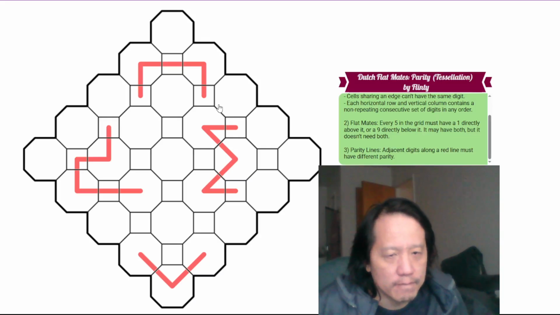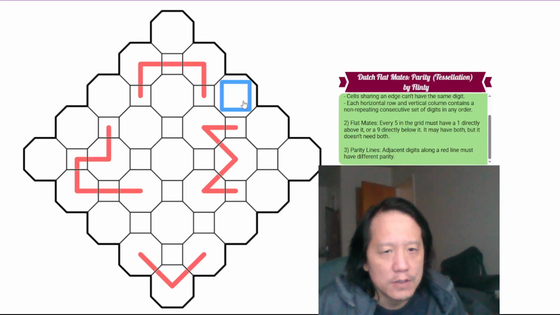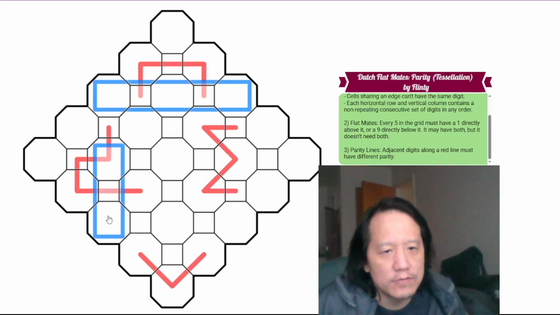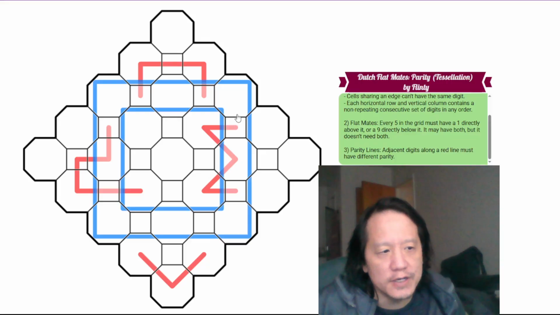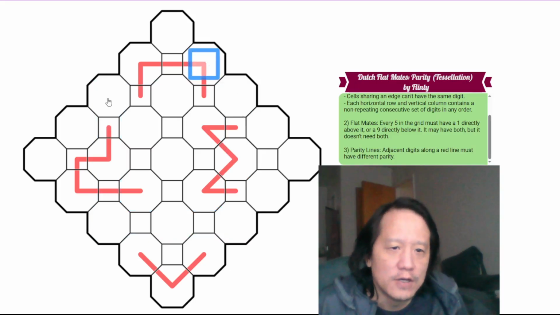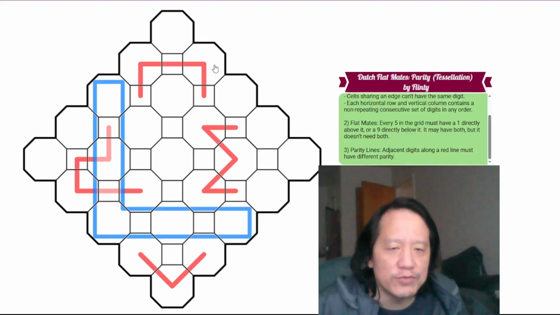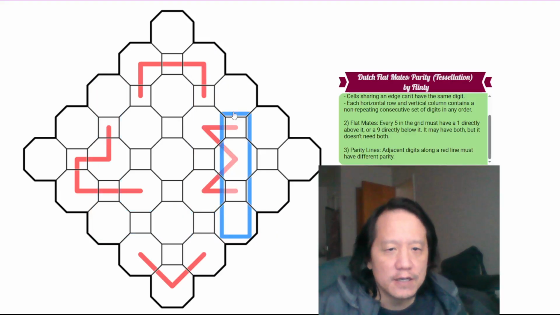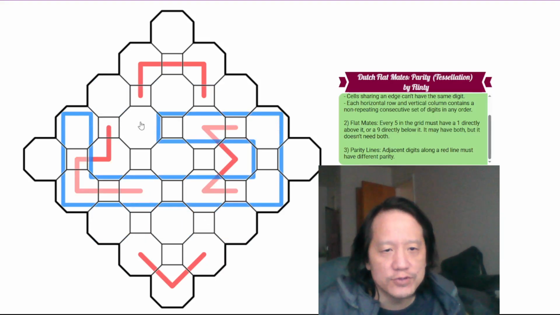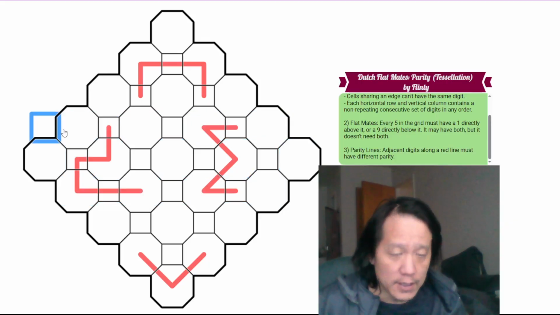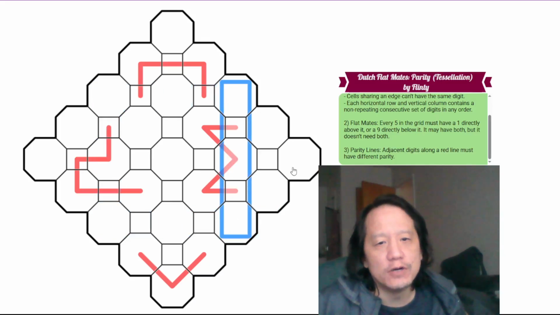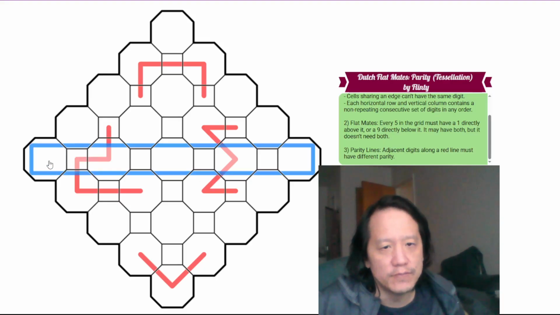Okay. So what we know is, in rows 3 and 7 and columns 3 and 7, you are guaranteed a 5. Actually, we know that for rows 3 through 7, you are guaranteed a 5 in all of those rows, and in columns 3 through 7, you are guaranteed a 5. So we know we have at least 5 5s in this puzzle.